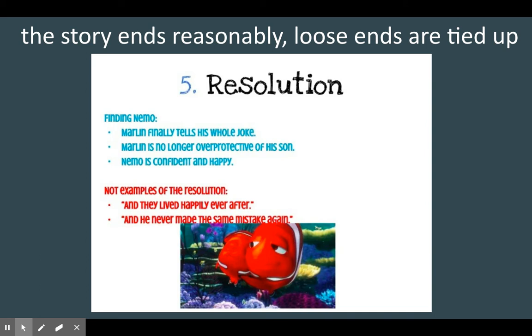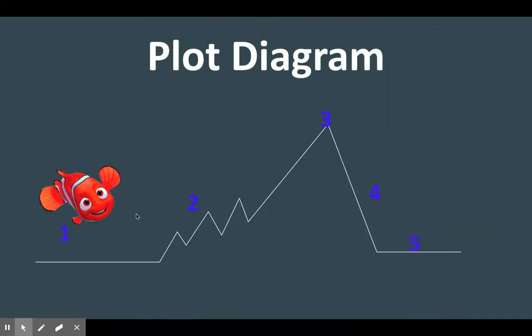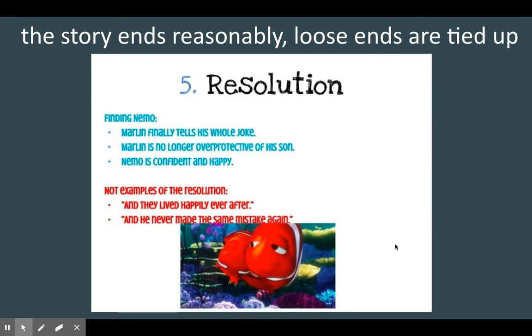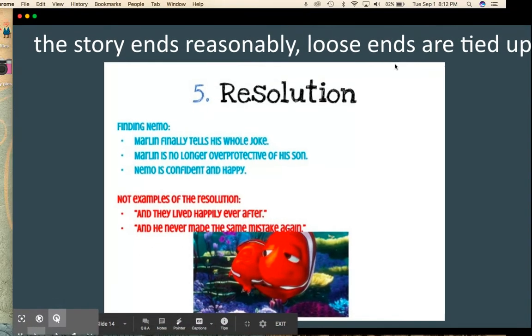Examples that are not examples of the resolution are, and they lived happily ever after, or he never made the same mistake again. It needs to be specific to the story, and it needs to kind of echo or mirror what happened in the exposition, the beginning of the story. So this is our plot diagram. Hopefully we're going to practice some more plotting points on that. If you guys have questions, let me know. So that's that.